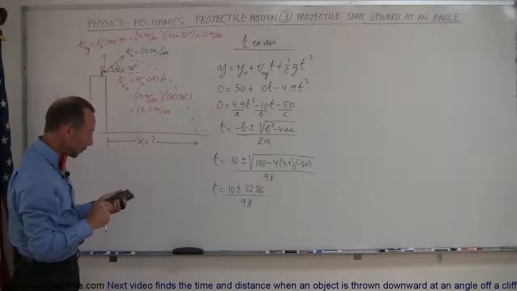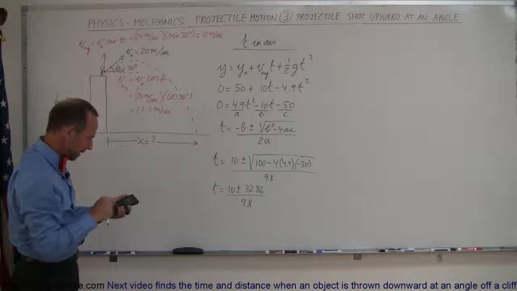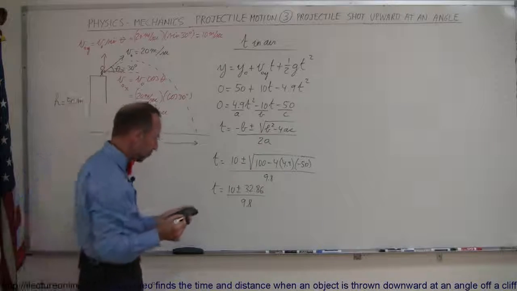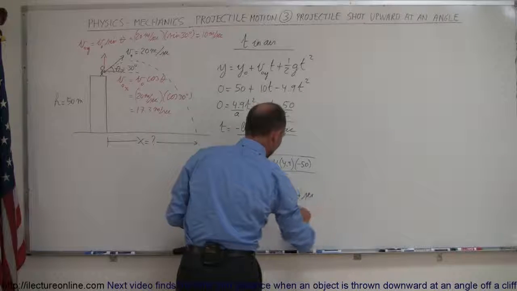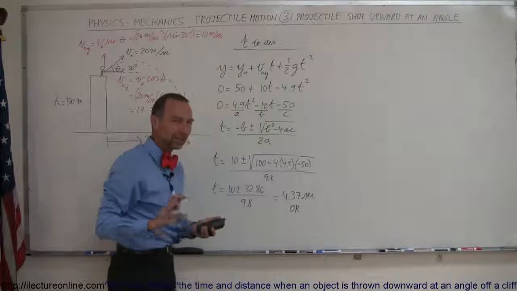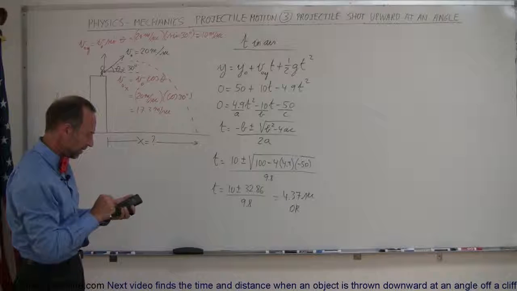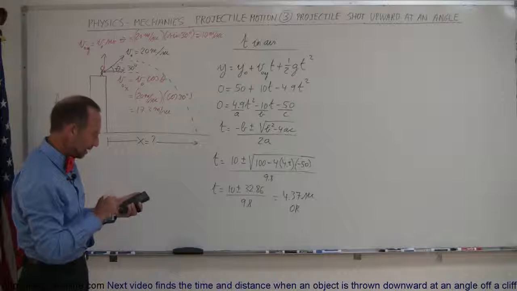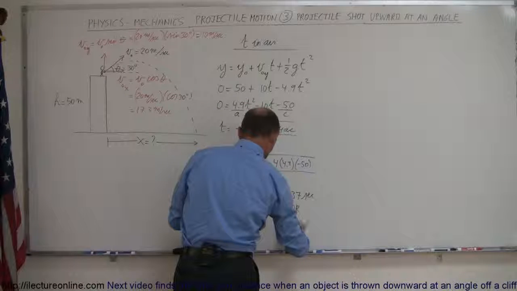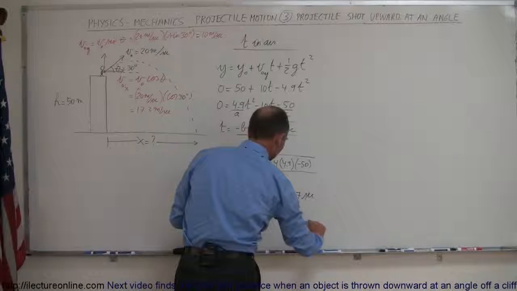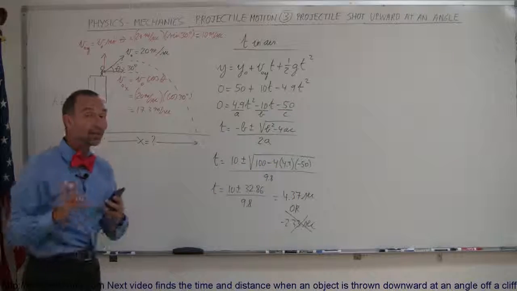But for now, let's go ahead and take the positive answer, so that's plus 10, and divide that by 9.8, and you get 4.37. So this is equal to 4.37 seconds. But just so we can keep track of that, let's assume the negative answer. So we have 10 minus 32.86, and divide that by 9.8. And so that would be 2.33 seconds, so minus 2.33 seconds. So that would be kind of the imaginary answer, and we're not going to use that. All right, now we have time in the air.